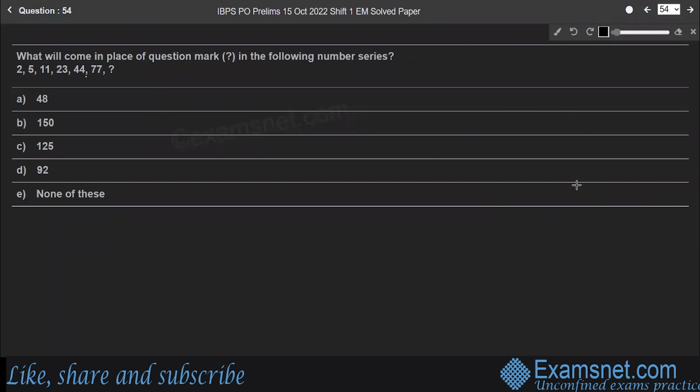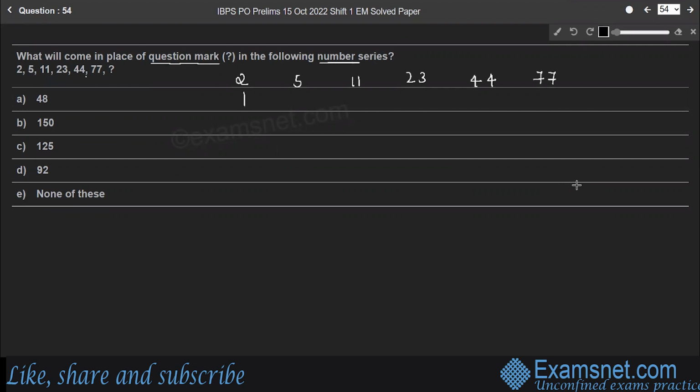Question 54. What will come in place of the question mark in the following number series? Here, the first number is 2, the second is 5, the third is 11, then 23, and the next number is 44. The next number is 77. So, we have to find the last number here.